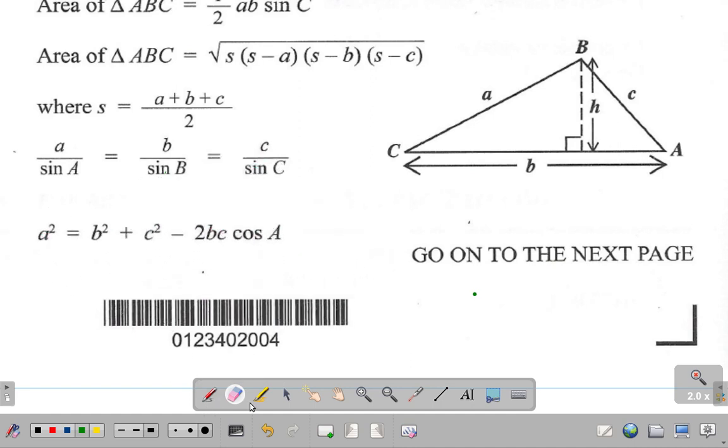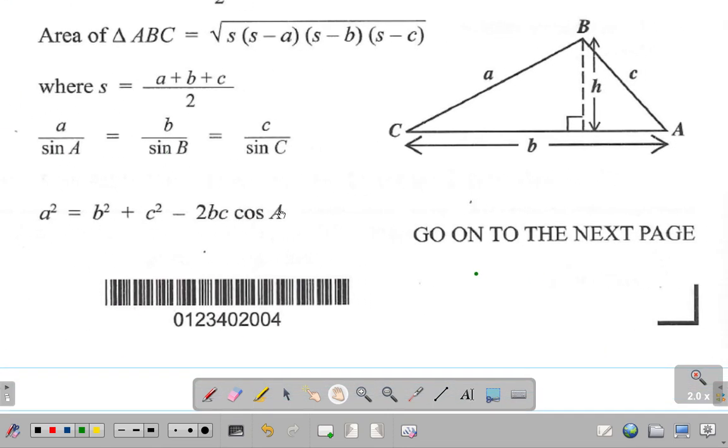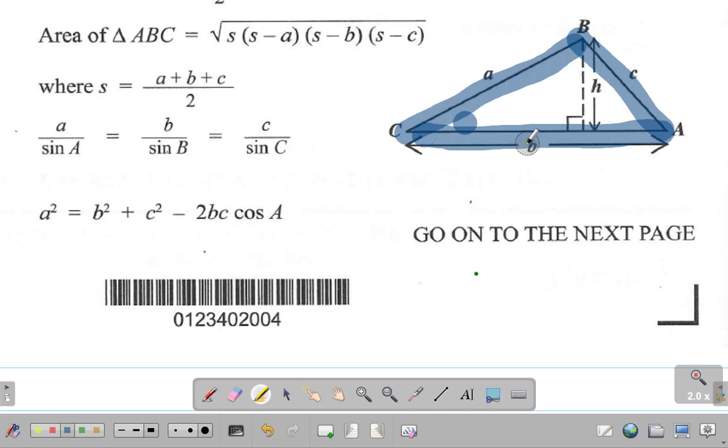Then we have the cosine rule here, right? What the cosine rule says is that a squared, that's the length of a squared, is equal to the side B squared plus the next side C squared minus 2BC cosine of the angle A.